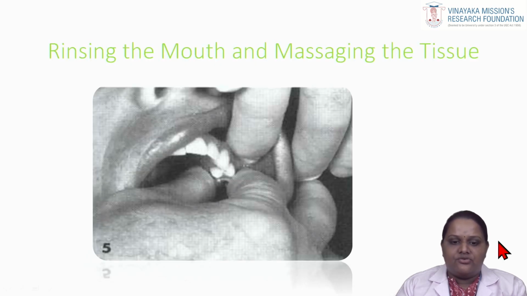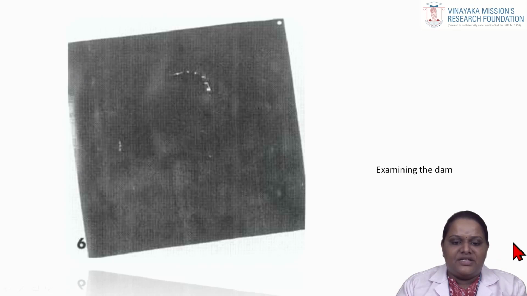Then ask the patient to rinse the mouth and massage the gingival tissues. Since there is too much pressure on the gingival tissues during placement of the clamp, it is insisted to massage the tissues to prevent gingival trauma. Then examine the dam.